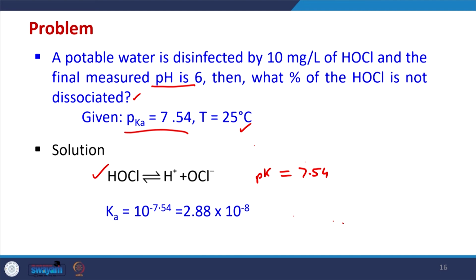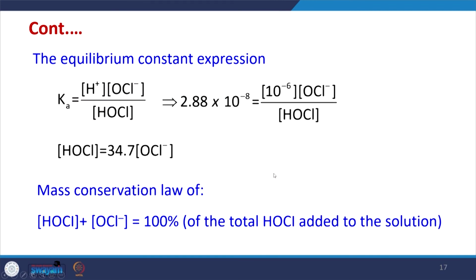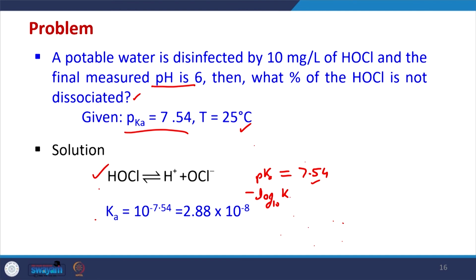Now, since the pK value is 7.54, we can find out the equilibrium constant for this particular equation. Since pKa is equal to minus log of Ka, which is 7.54, we can say Ka is equal to 10 raised to minus 7.54. This value will be 2.88 times 10 raised to minus 8 if you solve it.